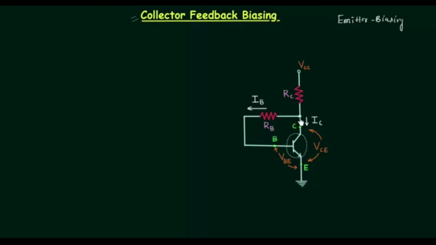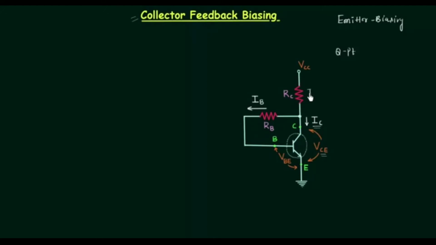We are introducing the feedback from collector to base, and first we will calculate the current IC and the voltage VCE. They are the coordinates of the operating point, and after this we will discuss advantages and disadvantages of collector feedback biasing. IB is the current in this branch, IC is the current in this branch, and I want to calculate the current in this branch.